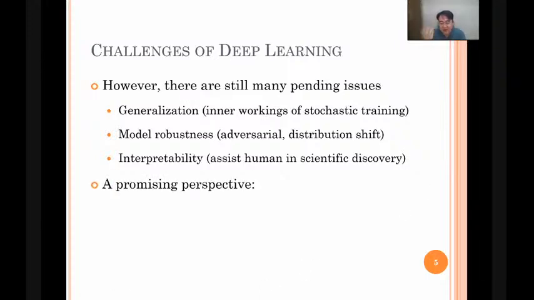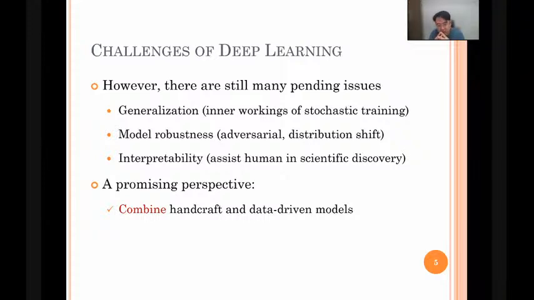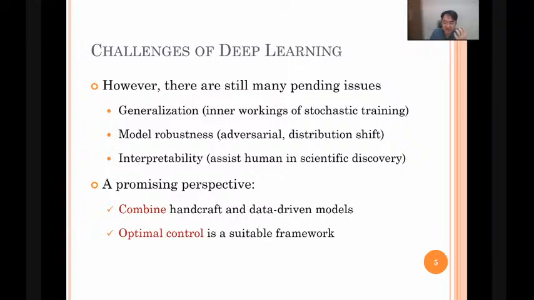Okay, so to tackle those problems, at least from an empirical point of view, I think a very promising perspective is that we should combine the handcrafted models that are based on mathematical or statistical derivations, all those things that we're very familiar with before deep learning, with data-driven approaches. The mathematical framework that actually guides our team to do research is optimal control. I think it's a very suitable framework to interpret a lot of machine learning modalities, which I'll dive into in more detail in the next couple of pages.